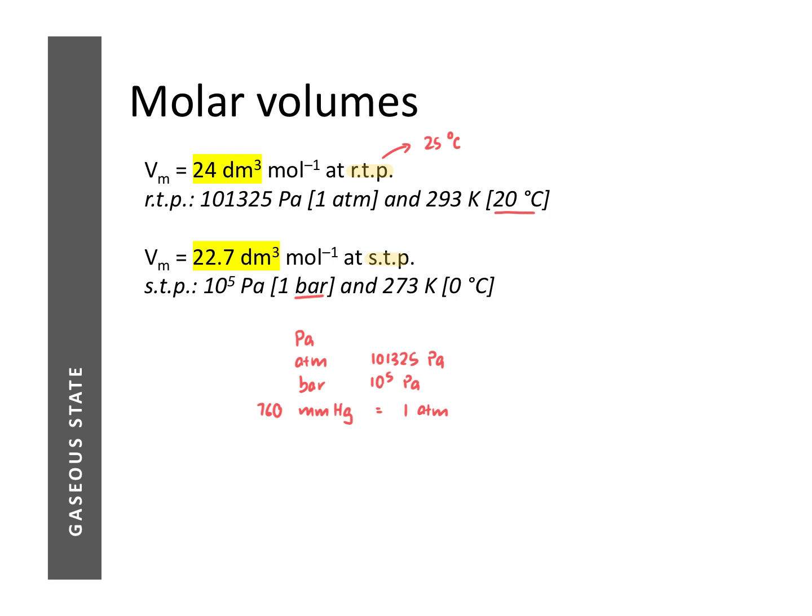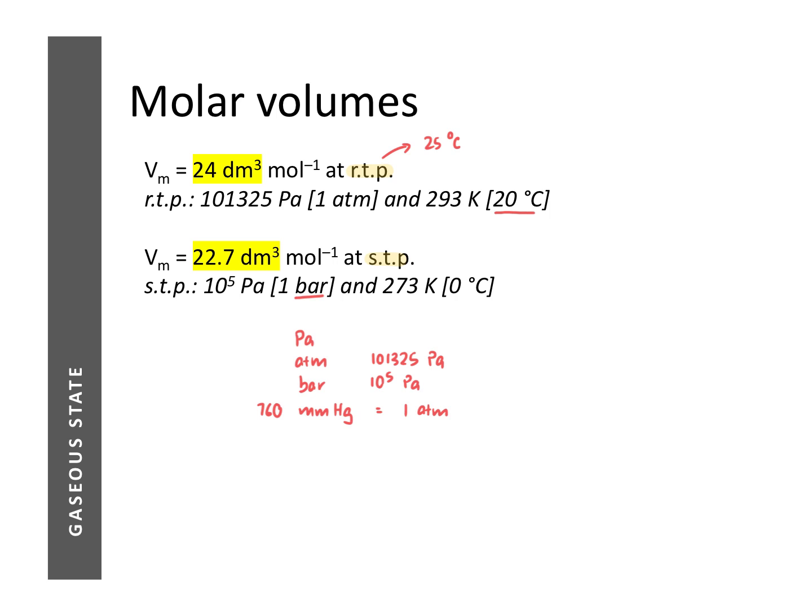So in the A-level syllabus, you need to know not just one molar volume. You need to know that at RTP, the molar volume is 24 dm³. At STP, the molar volume is 22.7 dm³.